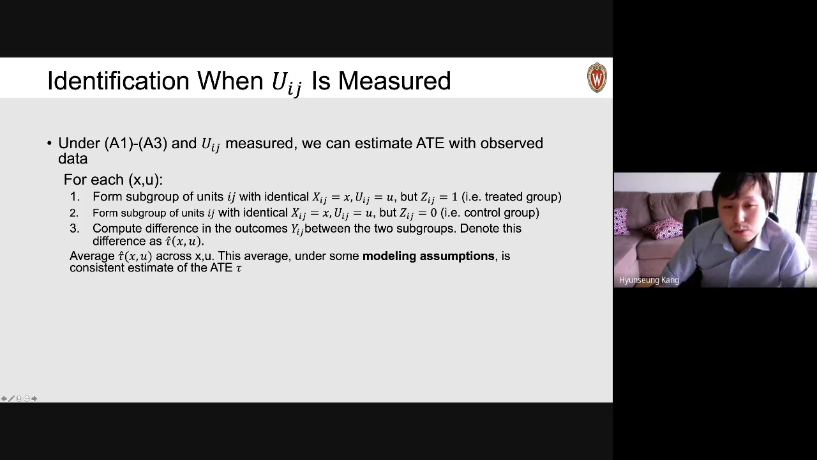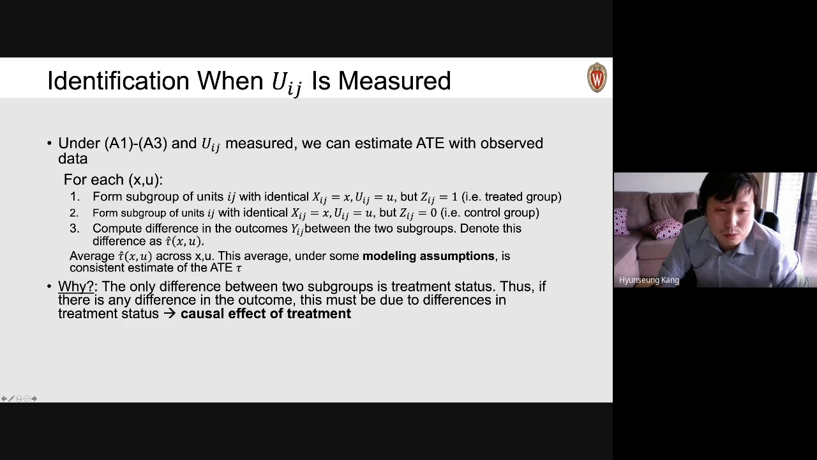Then you will form a subgroup of units with identical X's and U's, but consisting only of the treated individuals. You form another subgroup of individuals with identical X's and U's in that for loop, but this one is all control. Then you compute the average difference in the outcome between these two groups and define this as tau_xu. Then you go through this for loop and average this tau hat across all of these, and under some modeling assumptions this average is a consistent estimate for tau.